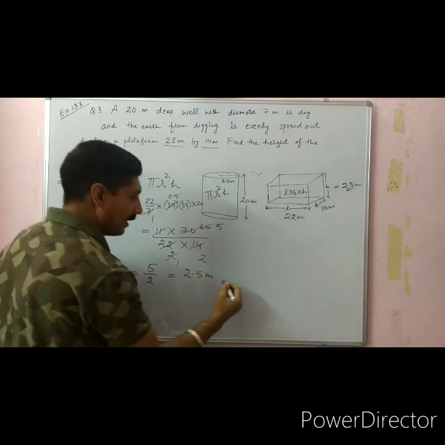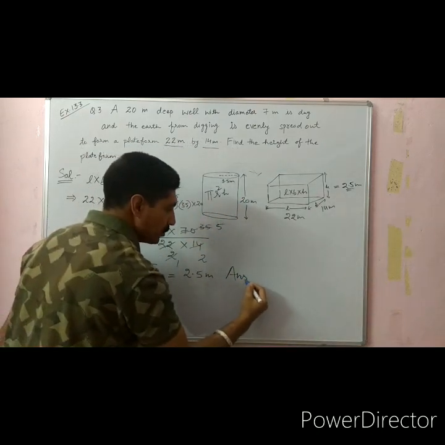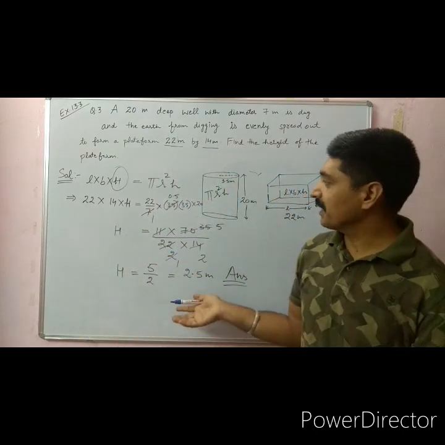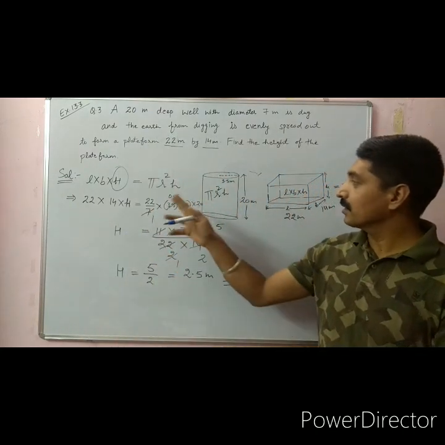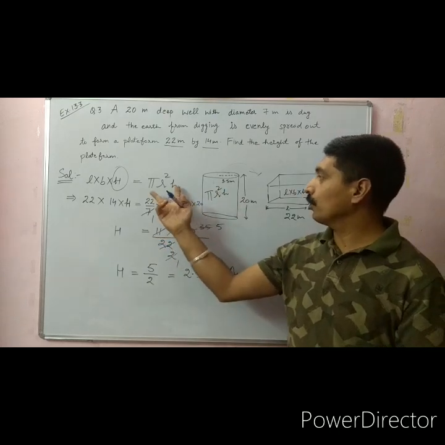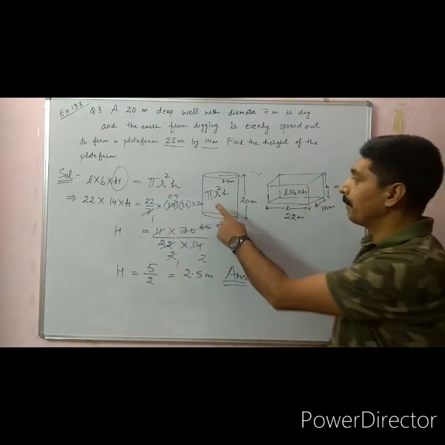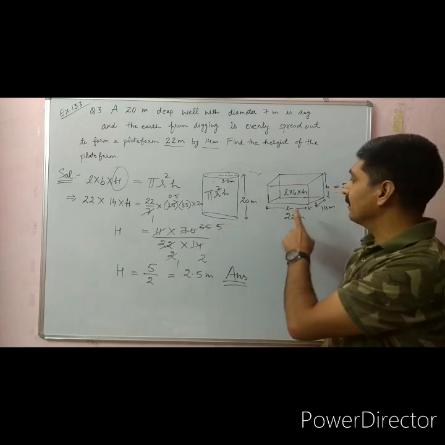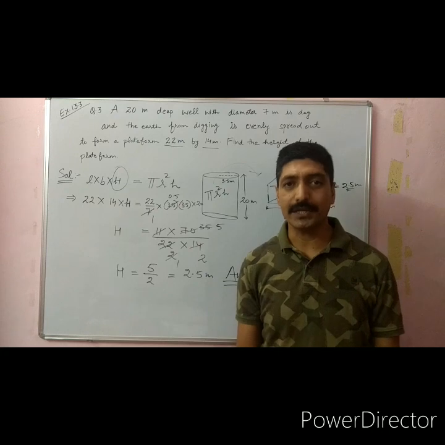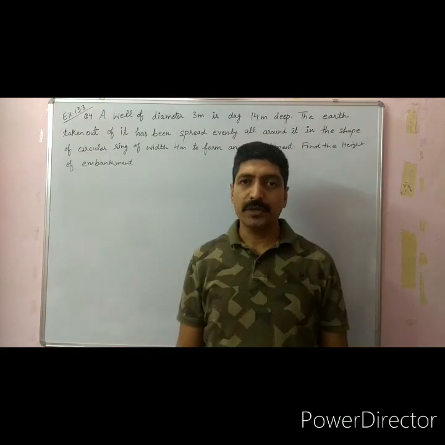So that is the solution of this question. The question is very simple, maximum 2 or 3 marks. You need to understand that volume will not change, and here the volume of the cylinder is pi r square h, and the volume of the cuboid is L into B into H. Question number 4.